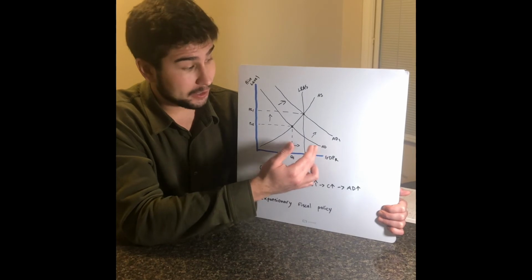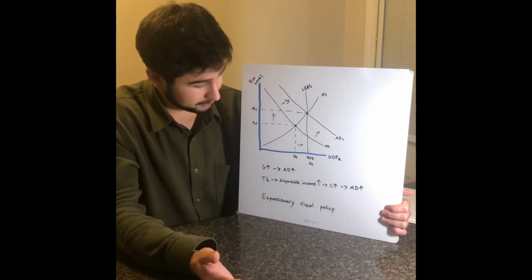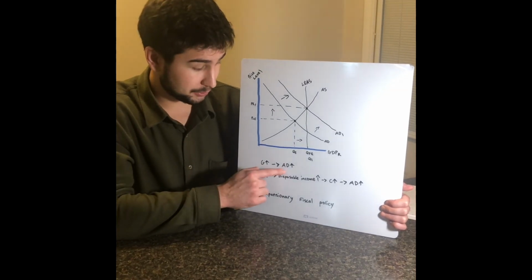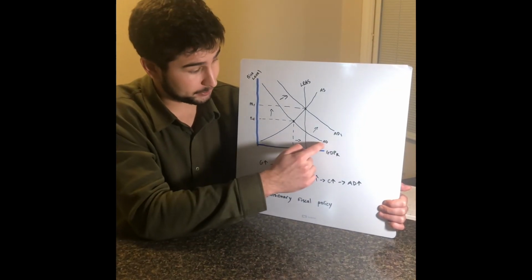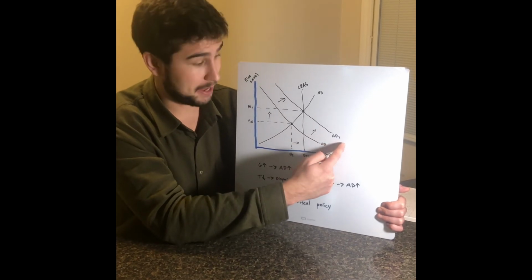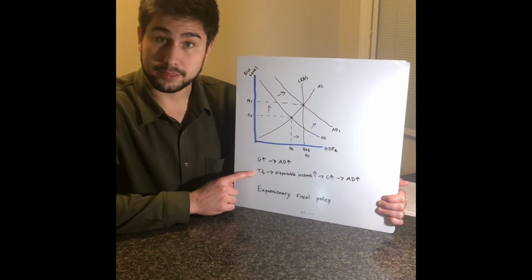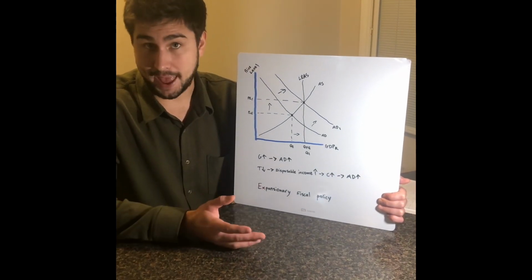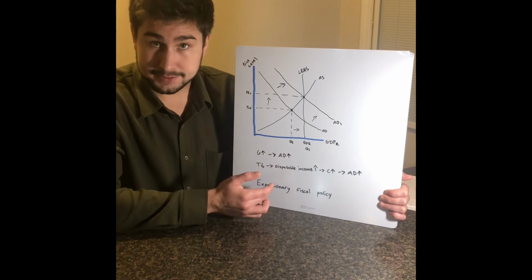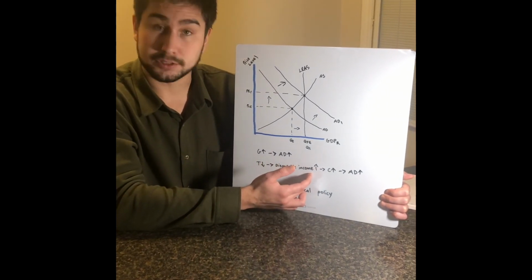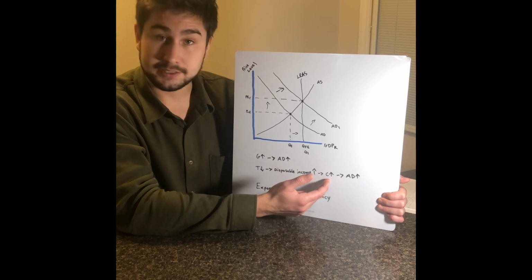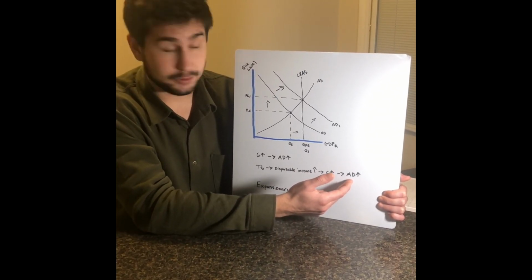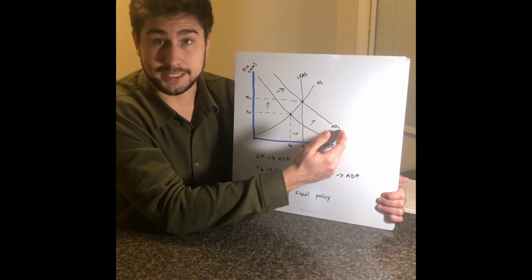A government can increase aggregate demand using fiscal policy by increasing government spending, which is a shifter of aggregate demand, so that will increase aggregate demand up to aggregate demand 1 there, or they can lower taxes. Now, lowering taxes is not a shifter of aggregate demand. However, by lowering taxes, we're increasing our consumers' disposable income, which is increasing consumer consumption, which is a shifter of aggregate demand, so that will too shift to AD1.